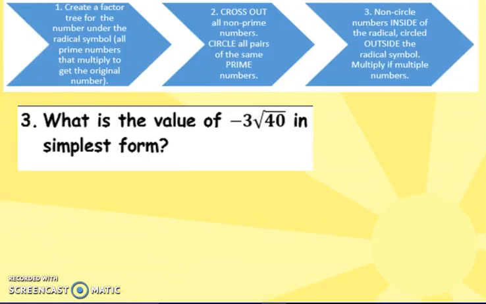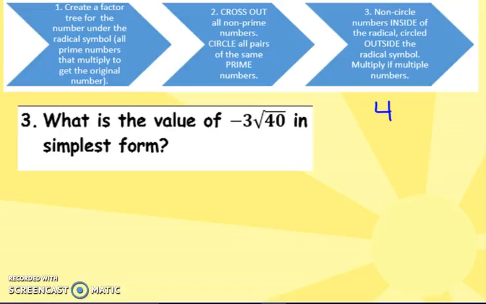If we look at the third one, what is the value of negative 3 times the square root of 40 in simplest form? Now, this one's important because if we look at step 1, it says create a factor tree for the number under the radical symbol. Negative 3 is not under the symbol, so we're not even going to focus on negative 3 to start.